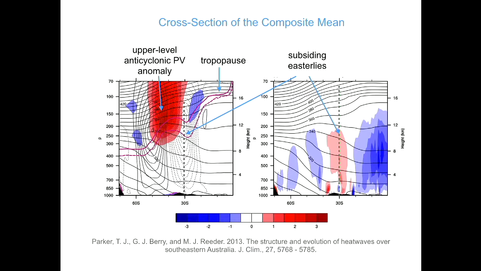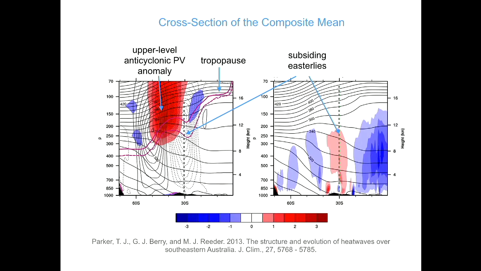The ordinate here is the pressure, the log of the pressure, so it's basically height. And this is the north-south, the meridional, the latitude, rather. The solid lines are isentropes. The red is the PV anomaly, the potential vorticity anomaly, if you like. And these circular or elliptical regions, this is the zonal wind. So this is easterlies and this is westerlies.